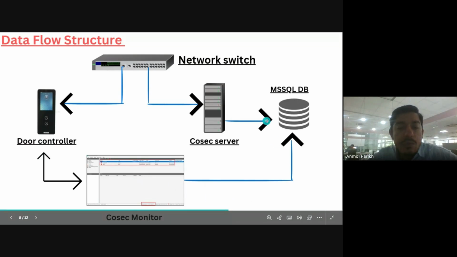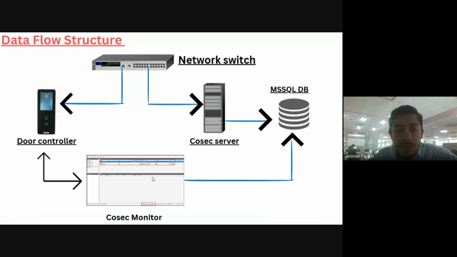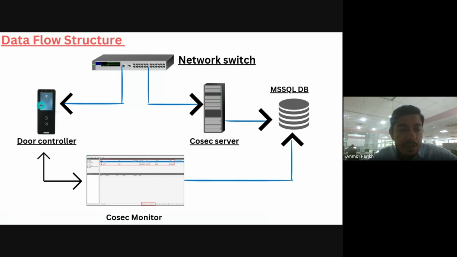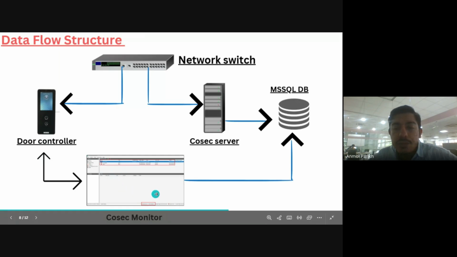A lot of the time we receive cases where users are marking punches on the devices, but when you try to generate the report, no data is showing. So what is the issue? Most of the time, the COSEC monitor service is turned off or the monitor is not working. So the events are not transferred from the device to the monitor, and at the same time the monitor is not able to push the events to the database.